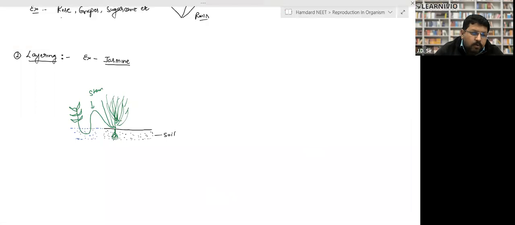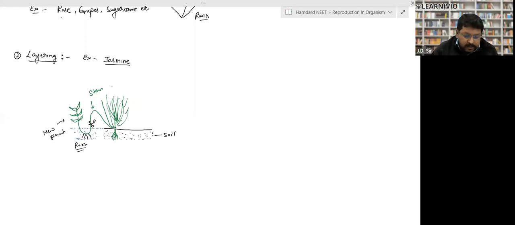Now you will see the part of the stem which has been buried inside the ground. What will happen after some time? Roots will start coming out from this part, right? Now the roots came out, and it will start working like an independent plant. After some time, we will cut down this layered part. After cutting, it will behave as a new plant, and you can take it out and implant it somewhere else as well. So that's how layering is done, right?